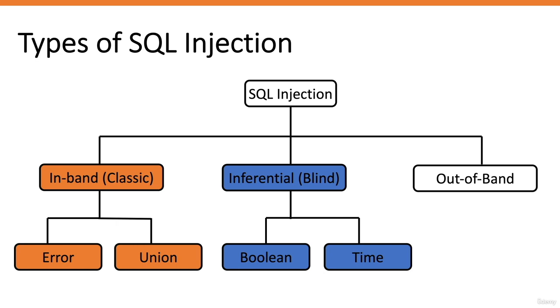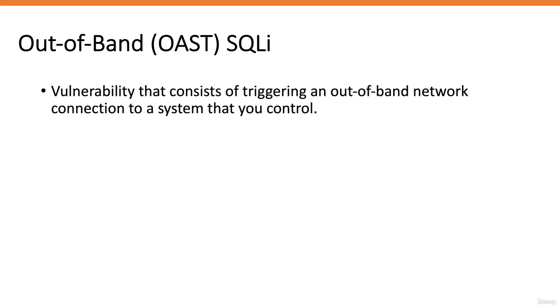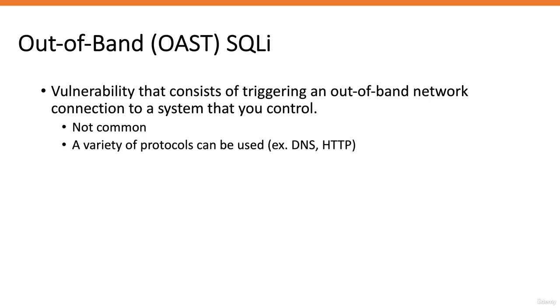Okay, last but not least, let's talk about out-of-band SQL injection. Out-of-band SQL injection is a vulnerability that consists of triggering an out-of-band network connection to a system that you control. So this technique is usually used when you can't apply any of the other techniques that we learned about so far. And it's not a common technique because it does rely on certain features being enabled in the database for it to actually make that network connection.